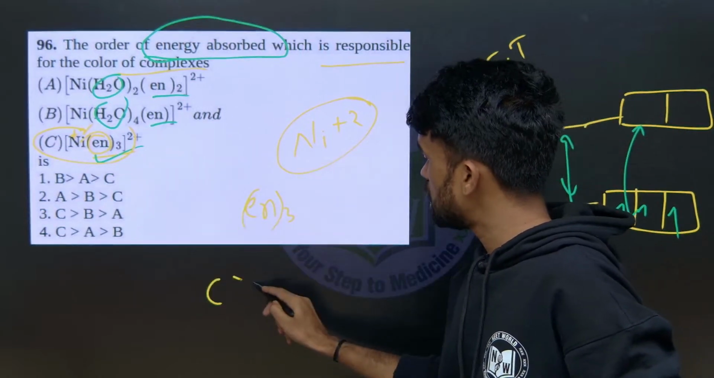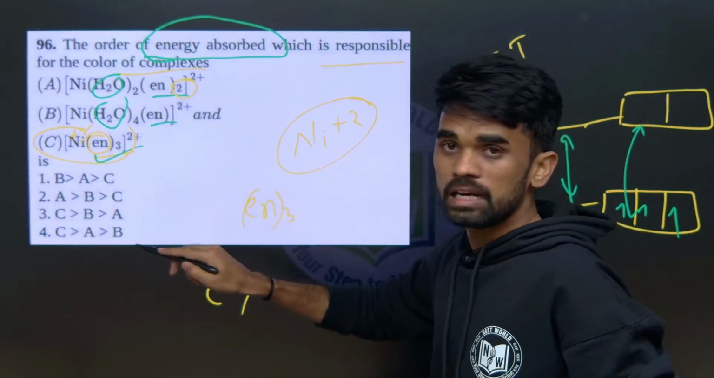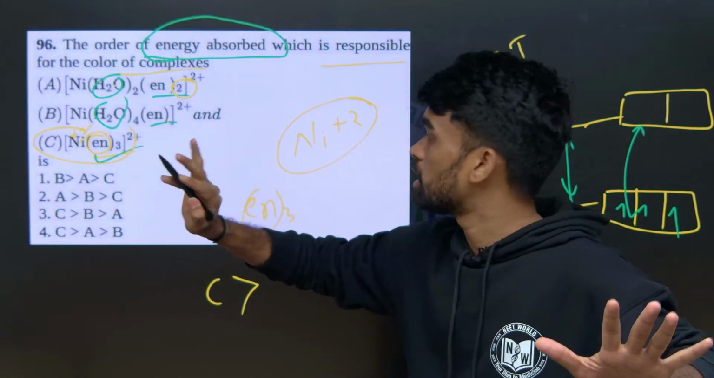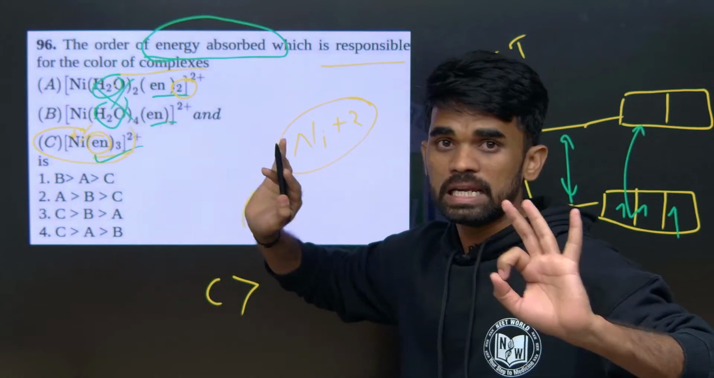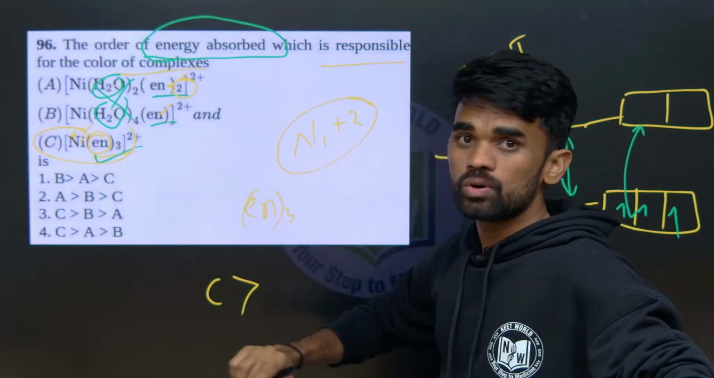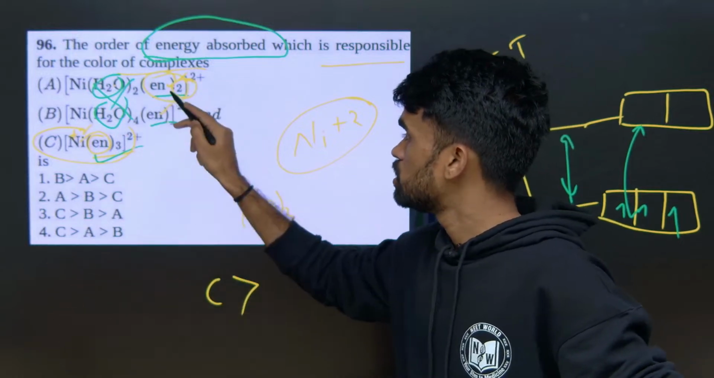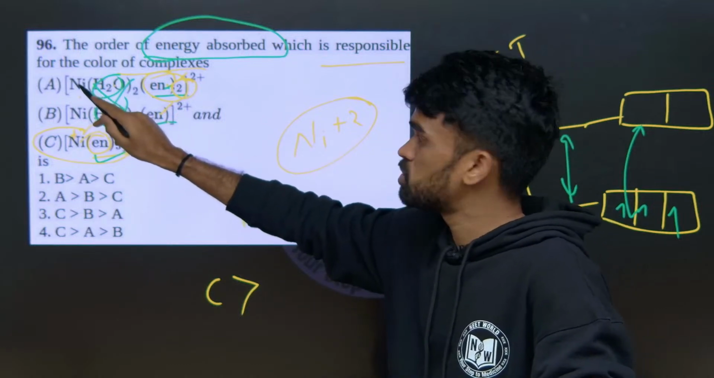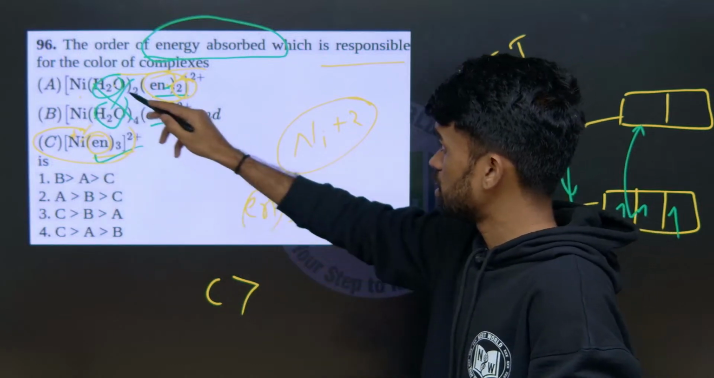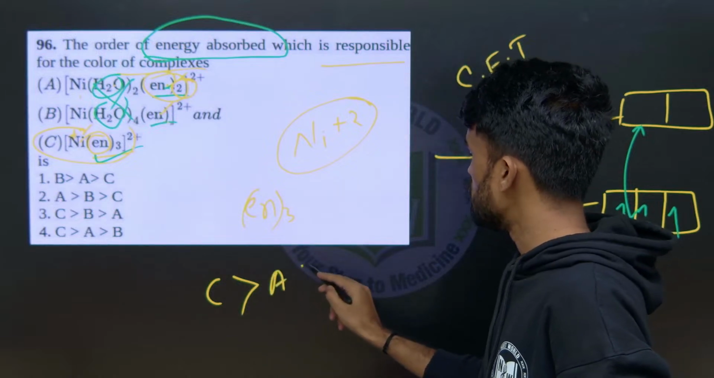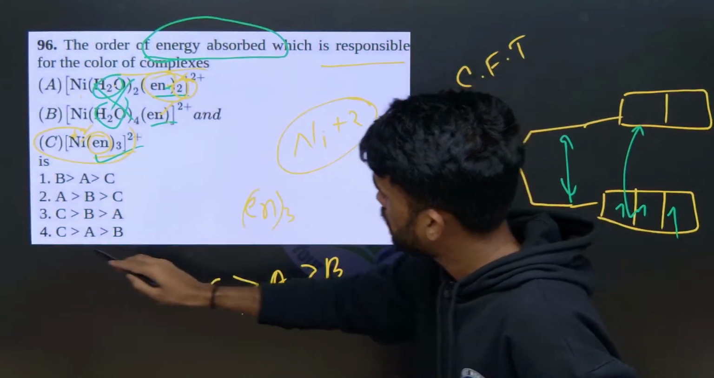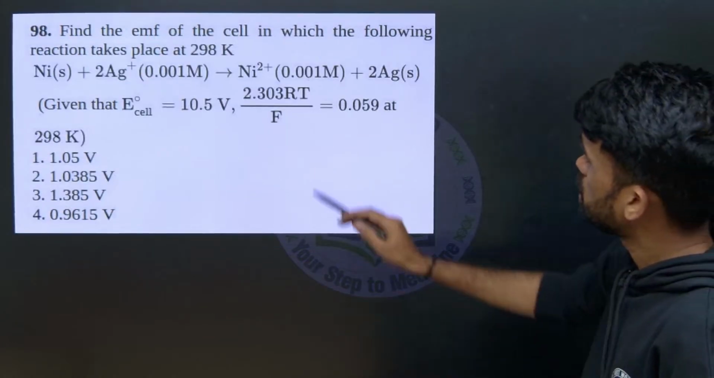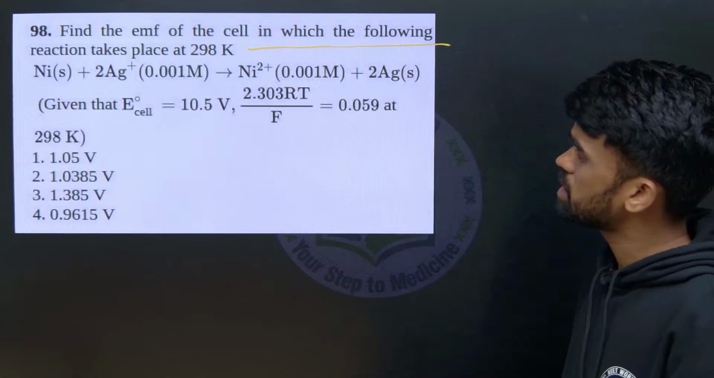So I can say C is more. Here 2 en ligands, strong field ligands, and here only 1, whereas water molecules are weak field ligands. The effect of H2O is very less compared with en. So 2 strong field ligands give more splitting. In option A more energy is absorbed than B, but less than C, therefore C, A, B, CAB. So which option has that? Fourth option, that's it. Next.